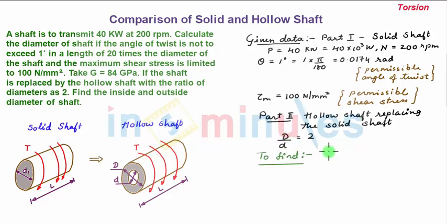Now in this problem, in part 1 we have to find the diameter of the solid shaft, which is d1, whereas in part 2 we have to determine the outer and inner diameter of the hollow shaft, that is capital D and small d. The condition for the hollow shaft is the same as that on the solid shaft. So now let's solve the problem.